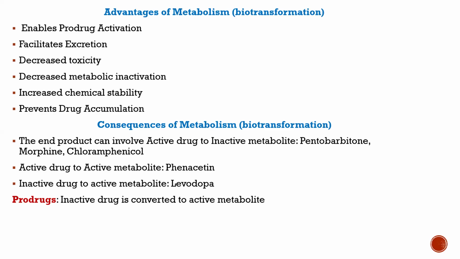That is one consequence because these active metabolites can sometimes be toxic or can sometimes elicit a side effect that is not favorable to the host. Okay, an example is phenacetin. So another consequence of this metabolism, it can lead to inactive drug to active metabolites like levodopa. So I explained that prodrugs are inactive drugs that are converted to active metabolites. So these are the different consequences of this metabolism.